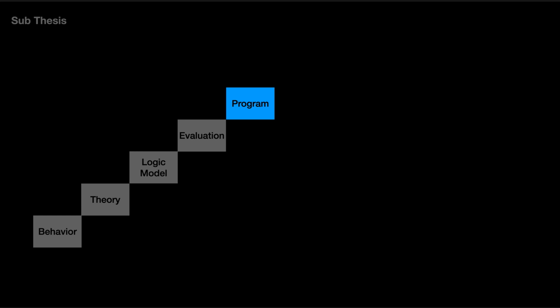Lastly, we have the program. The program is how the logic model works in the real world. Remember, the logic model is how we operationalize the theories, but the program is how the logic model actually works in the real world. Now let's focus on the program aspect and start to work our way backwards.